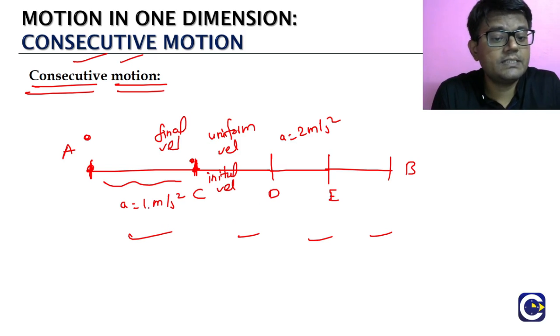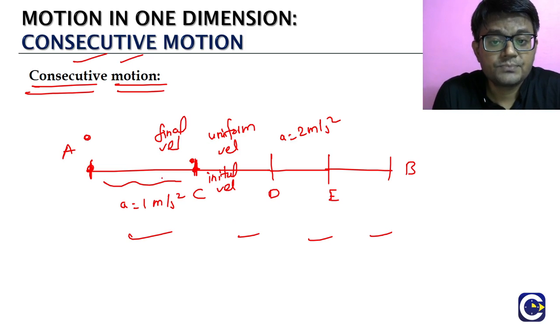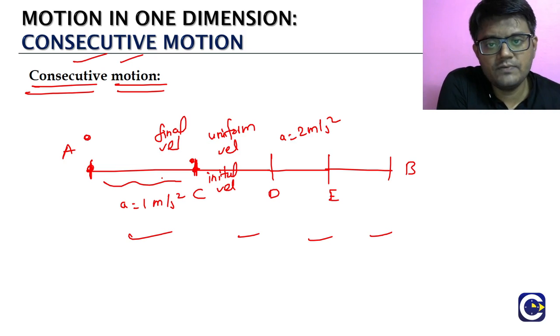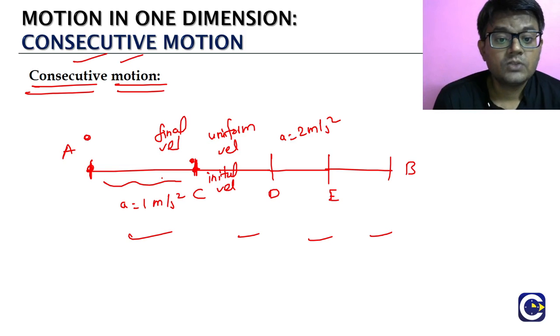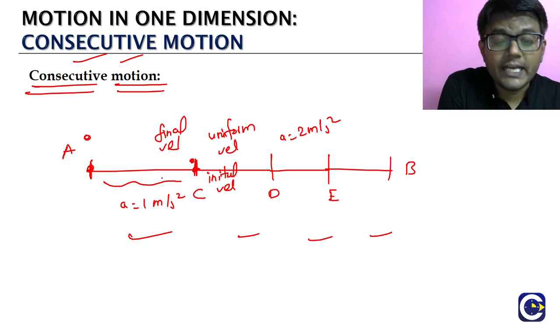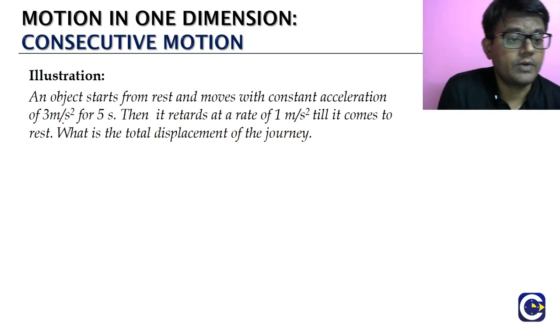Whatever is the final velocity of the first part of the journey will be equal to the initial velocity of the second part. The final velocity of the second part will be the initial velocity of the third part. Whatever the number of parts they are dividing into, the final velocity of the previous part will be equal to the initial velocity of the next part. This is how we are going to relate the different segments of the journey in consecutive motion type problems. What kind of problems can come, we'll take a look.